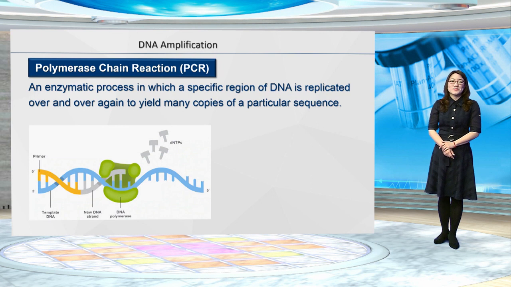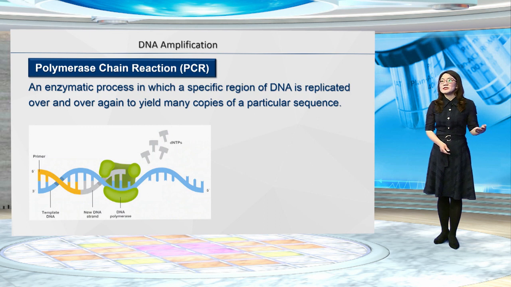Forensic DNA typing laboratories have greatly benefited from the discovery of a technique known as the polymerase chain reaction, that is PCR. PCR is an extremely powerful method that allows selective amplification in vitro of specific target DNA sequences from large heterogeneous sources such as genomic DNA. The PCR is an enzymatic process in which a specific region of DNA is replicated over and over again to yield many copies of a particular sequence.